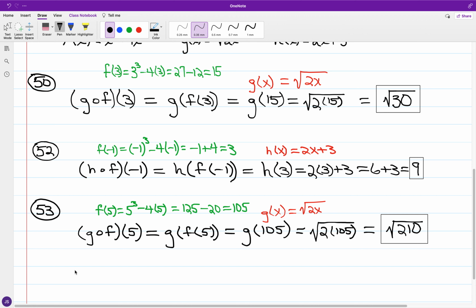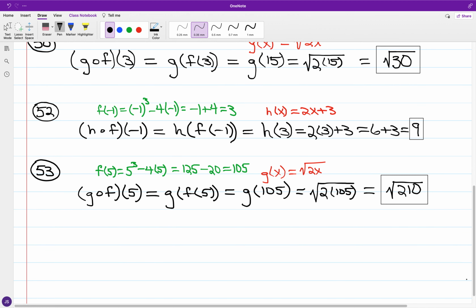Now, for 52, it's F of H. F of H. We can do that. I got it wrong. I just want to make sure. This is going to be H of F. At least the book I have has it as H composed with F.